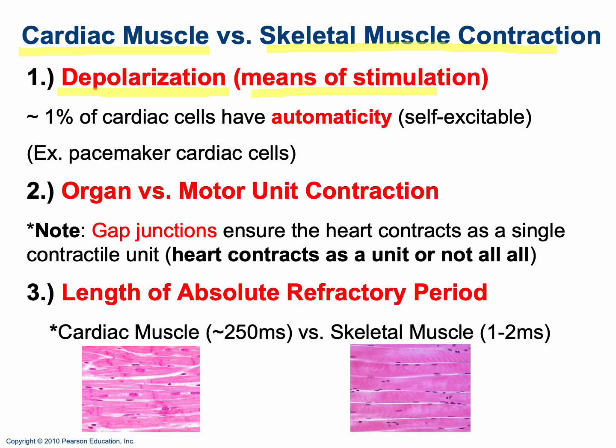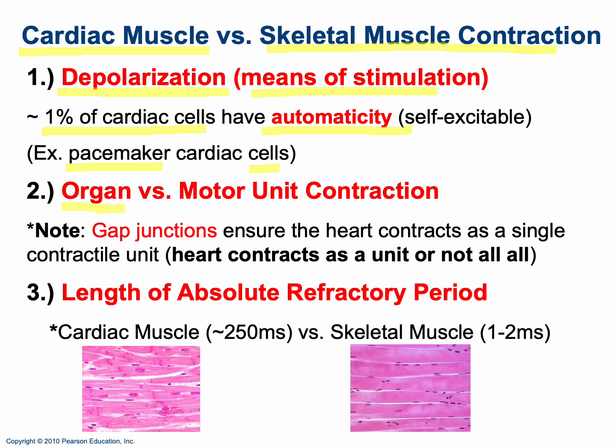And the difference really lies in the fact that there are actually two types of cardiac cells in the heart. 1% of cardiac cells actually have a property known as automaticity. Automaticity, the ability that they are self-excitable. And that's the case with these pacemaker cells. They don't have to have direct connection to the nervous system. They can still fire on their own without the connection for a period of time. Versus skeletal muscle, where all those fibers have to be connected to the nervous system.